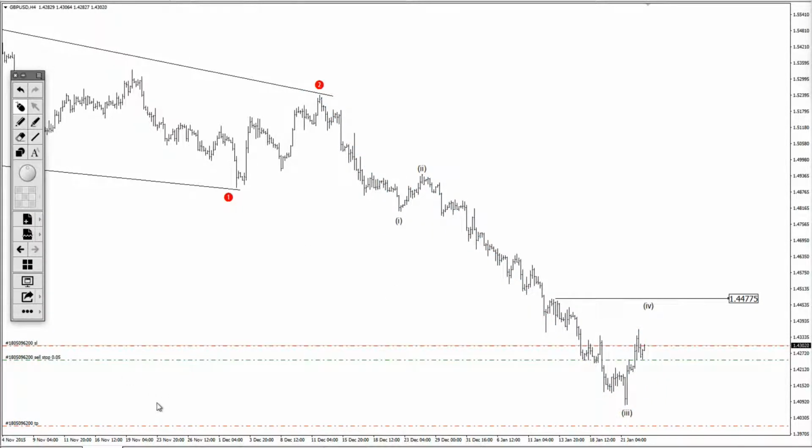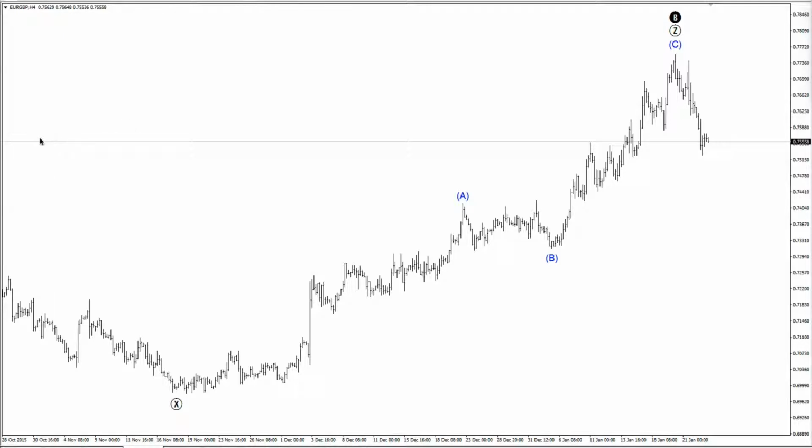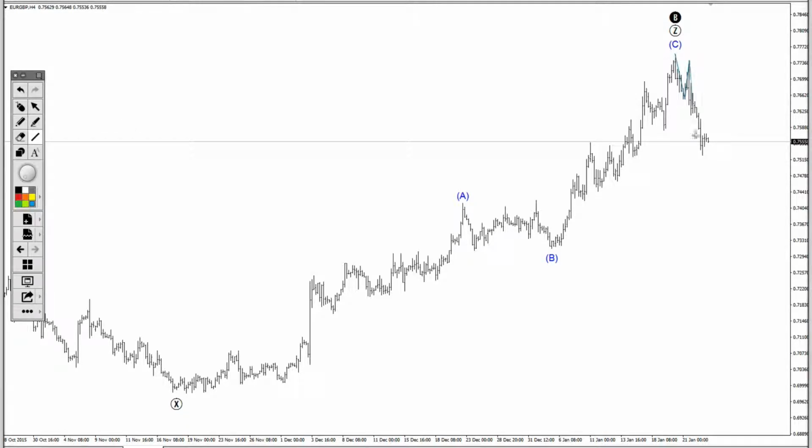All right, let's look at euro pound briefly. So we have made now a new high and have reversed. We are now forming the fourth wave of the first five-wave structure, in my opinion. We can draw it here. Waves 1 through 3 are now completed, and we are forming the fourth wave.